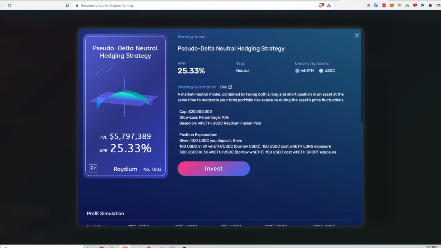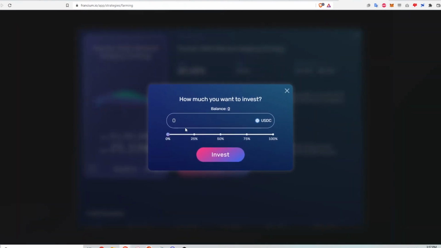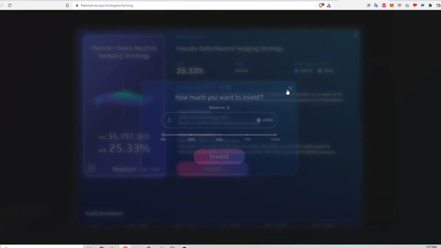And then this position explanation is exactly what I have described previously, using a 400 USDC initial deposit. 100 of that will be leveraged to go long, and then 300 of that will be leveraged to go short in order to create two equal and opposite positions. And if I wanted to invest, I would just click invest, deposit my USDC, and then click invest. But I don't have any USDC on this blockchain, so I'm not going to do that. But it's just as easy as that.